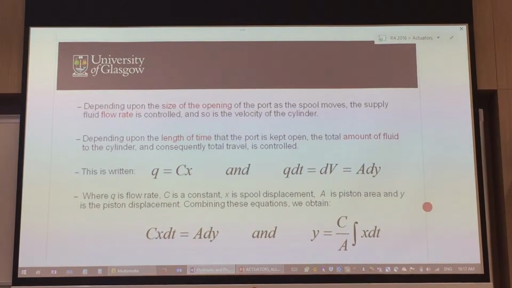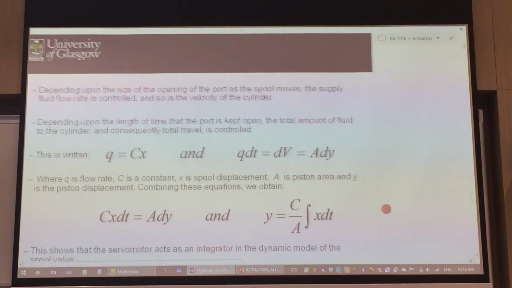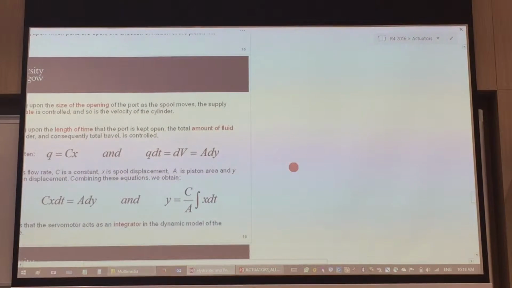Of your dynamics control knowledge. So we want to be able to establish what sort of control a servo valve would be required. So I'm going to sketch that piston again.